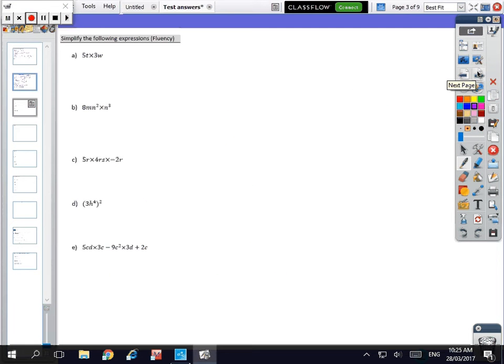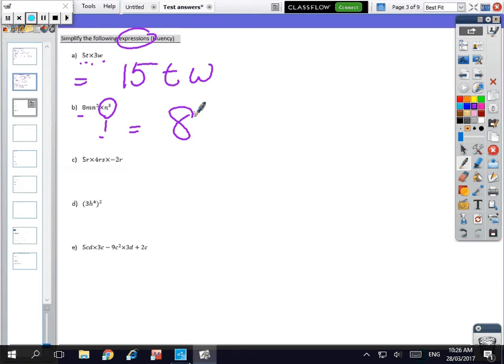Okay, so simplify. These are pretty straightforward expressions. So we've got 5 times 3 is 15, t times w is tw. With this second one, we need to put a 1 in front. So 8 times 1 is 8. And then we've got m's and n's. There's 1 m there, there's nothing there, so it's just 1 m. And we've got 2 n's and 3 n's, so we have 5 n's.